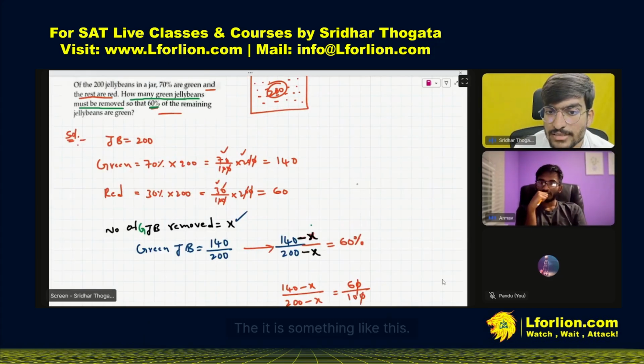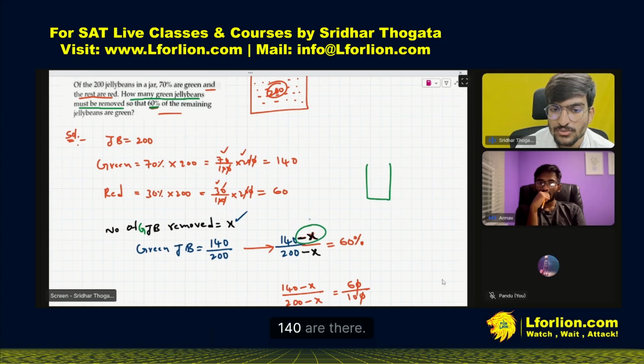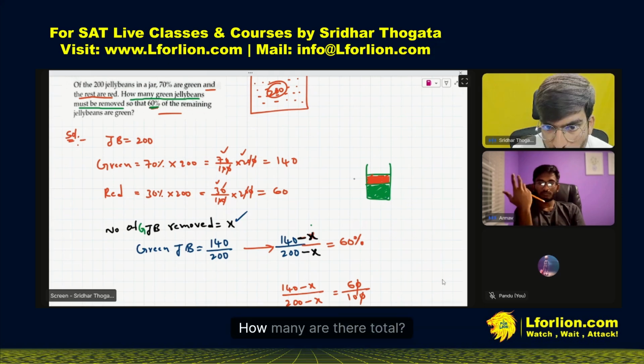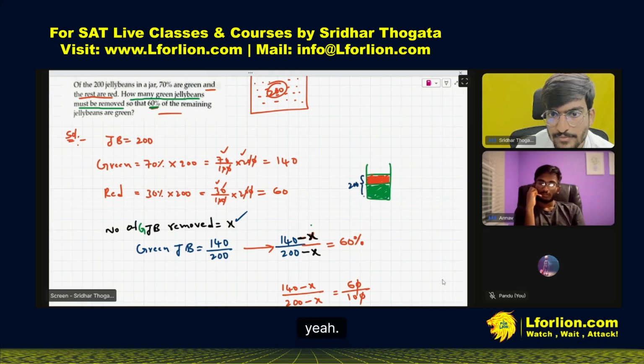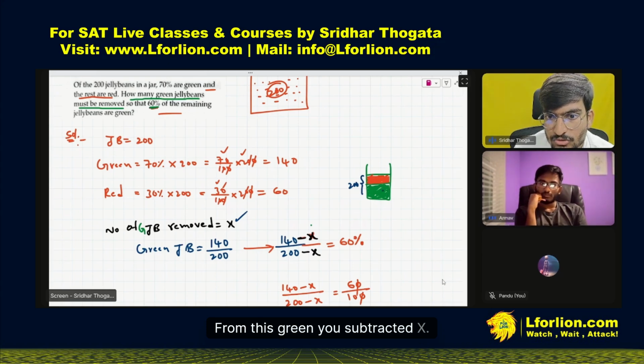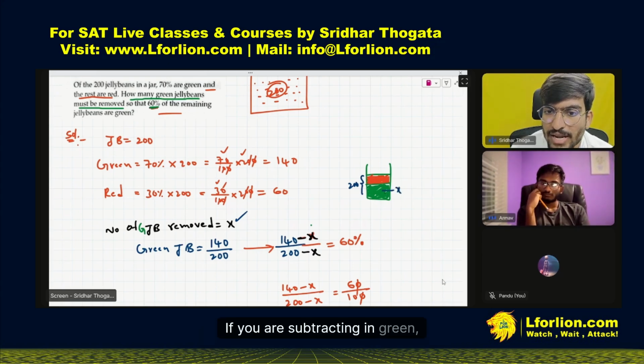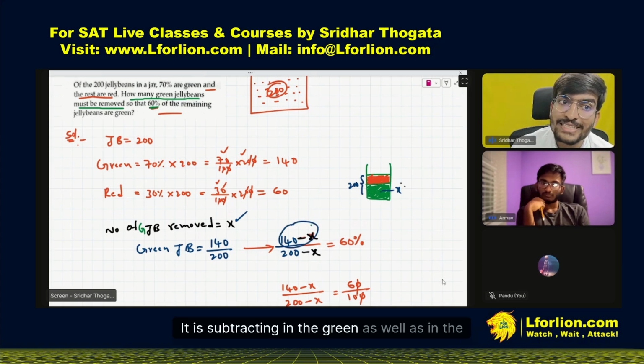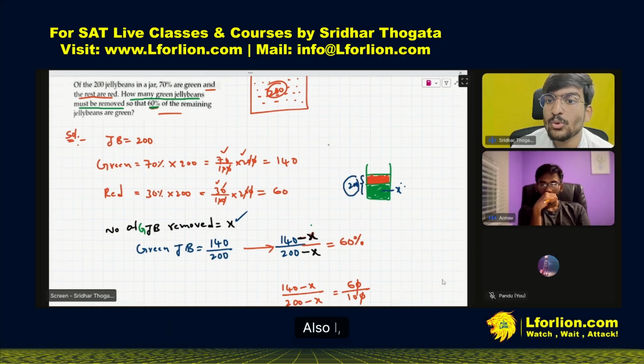It is something like this. If you are removing in this one, 140 are there. From the 140 are green, the rest are red. Here this is red, and this 140 are green. It is common sense that if you remove 50 from this, how many are there total? 200 are there, right? This green, you subtracted x. If you are subtracting in green, it is not only subtracting in the green. It is subtracting in the green as well as in the total also.